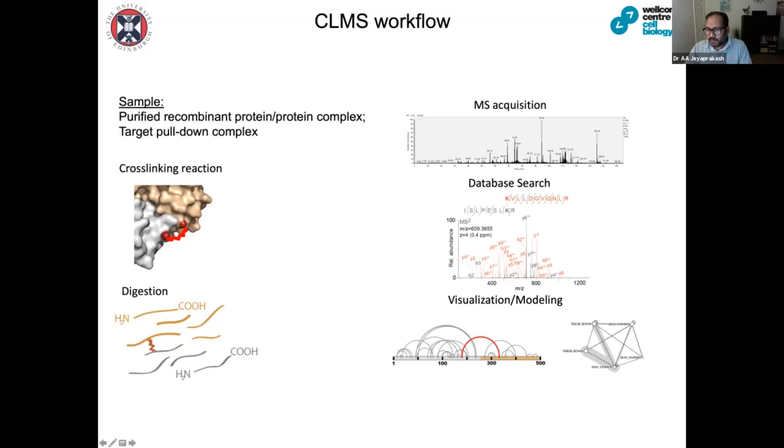Once the cross-linked peptides are identified, the cross-links can be visualized using visualization programs such as the one developed in Juri Rappsilber's lab, with whom we collaborate a lot, called xiVIEW. You can also map the cross-links onto the available three-dimensional structures, or you can use the information obtained from cross-linking mass spectrometry as restraints for modeling.